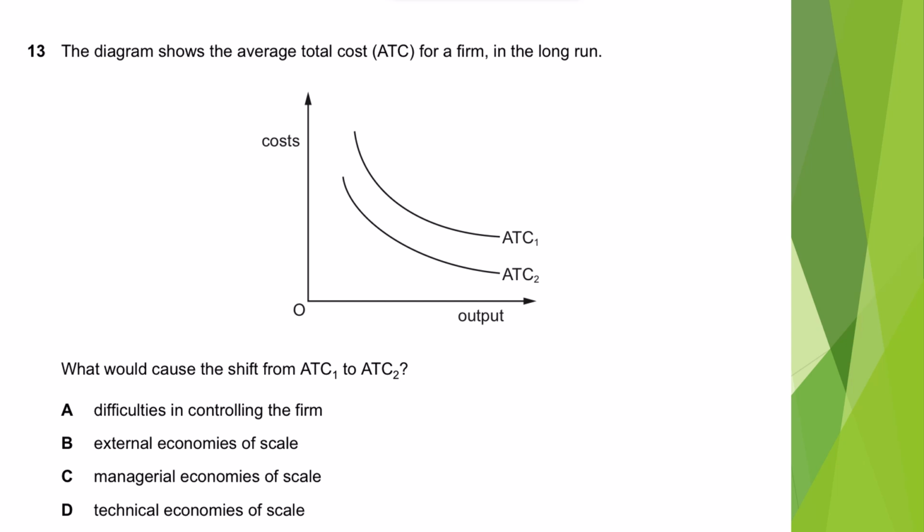Okay, number 13: the diagram shows the average total cost for the firm in the long run. This ATC1 is shifting towards ATC2. It is shifting towards the left, or you can say that the average total cost is going to decrease. So what is the cause of this shift? Difficulty in controlling the firm? No, if there were difficulty, cost would increase, so this is not the answer.